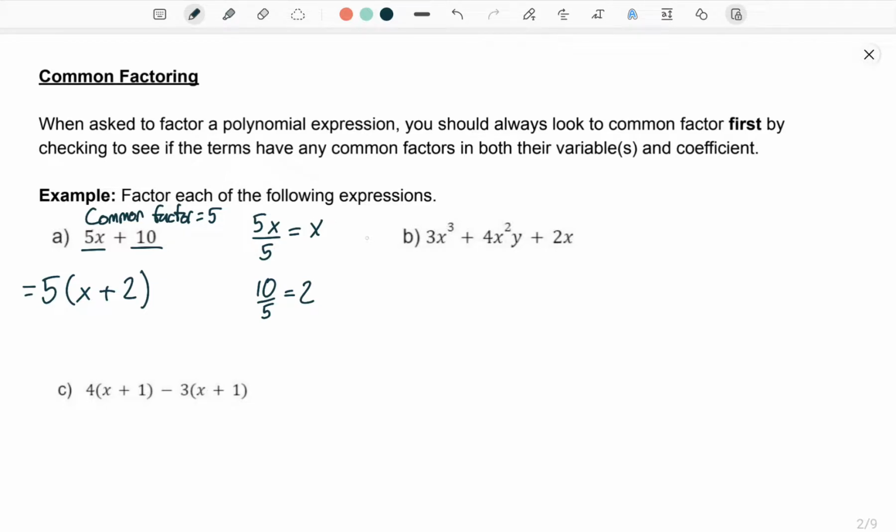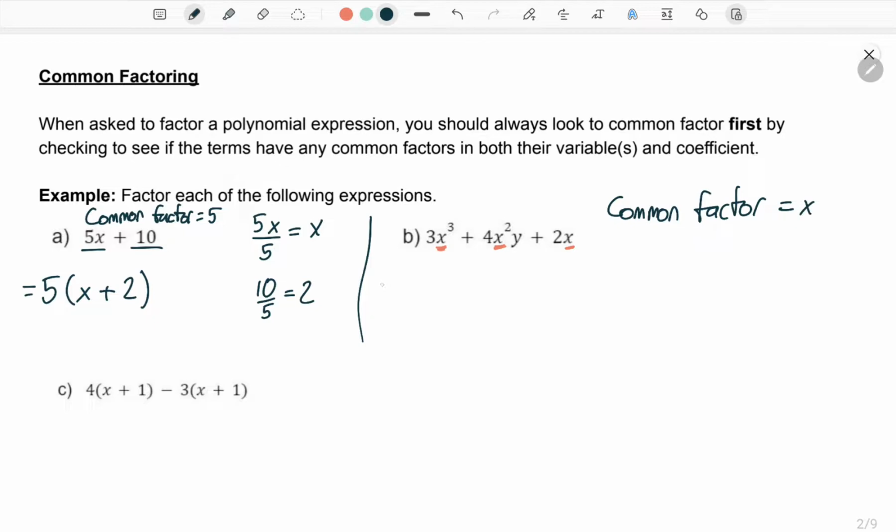Okay, let's try the next one. So 3x cubed plus 4x squared y plus 2x. So in this case, first of all, check, is there any number that you can divide each of those terms by? Well, 2, 3, and 4, you can't divide them all by the same number. But what you'll see is in each of the terms, we have an x and different exponents of x. So we can actually divide out or have a common factor of x.